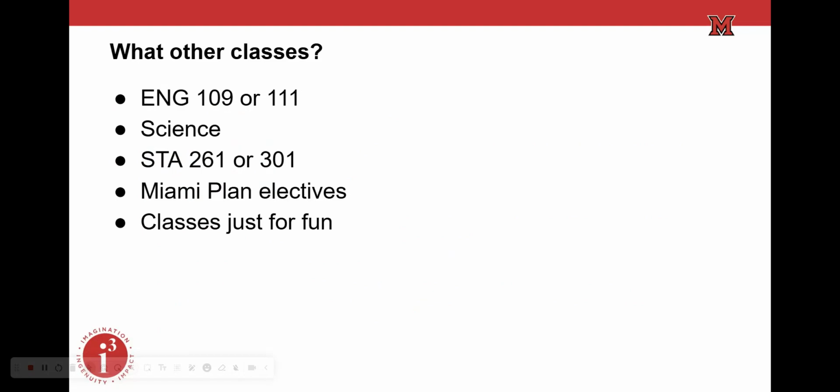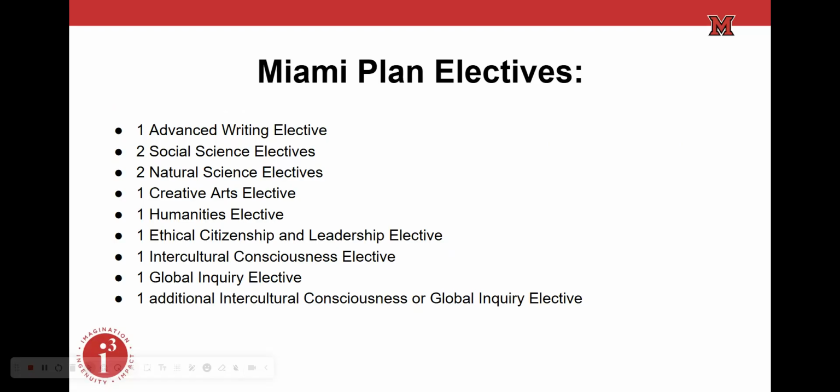As for other classes, you might still need to take your English class. There are some science classes involved, like physics, chem, and bio that you can choose to take. You'll also have to take a stats class, 261 or 301, some Miami Plan classes that you haven't taken, and maybe there are some classes that you would like to take just for fun. Miami Plan electives, you might already know about these. You have to take an advanced writing, two social sciences, natural science electives, and so on and so forth. Here's a list of the Miami Plan electives that you eventually have to take and complete while you're here at Miami.